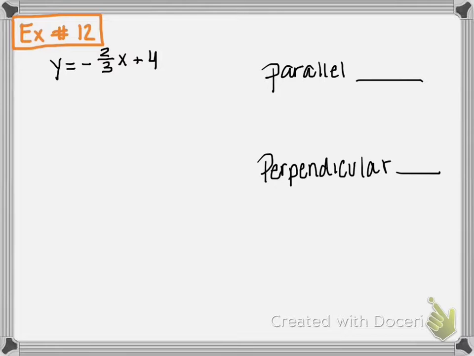Example 12 is talking about parallel and perpendicular lines. So there are some things that we have to review when talking about parallel and perpendicular. Parallel lines always have the same slope. That makes them parallel on a graph because they're just running right next to each other. Perpendicular lines have something called opposite reciprocal slopes.